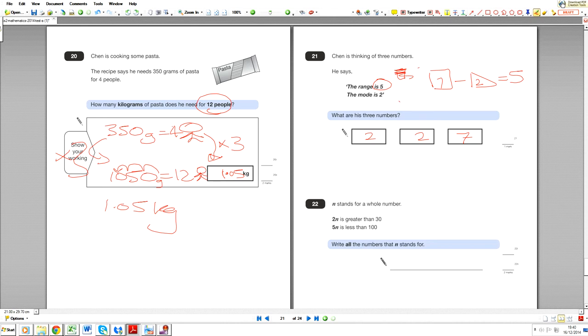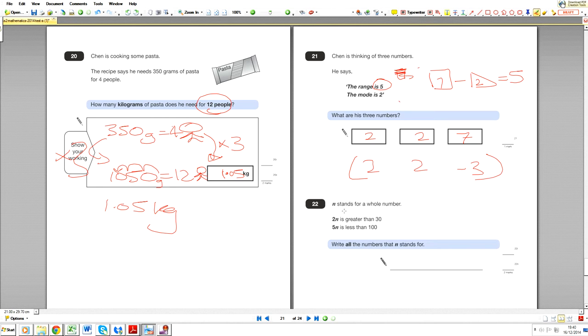Okay, or we could have another possible answer for those of you smarty pants. So a 2 and a 2 and a minus 3. Because 2 minus minus 3 will also give you 5. So that's another possible answer for those of you who are feeling a bit smart.